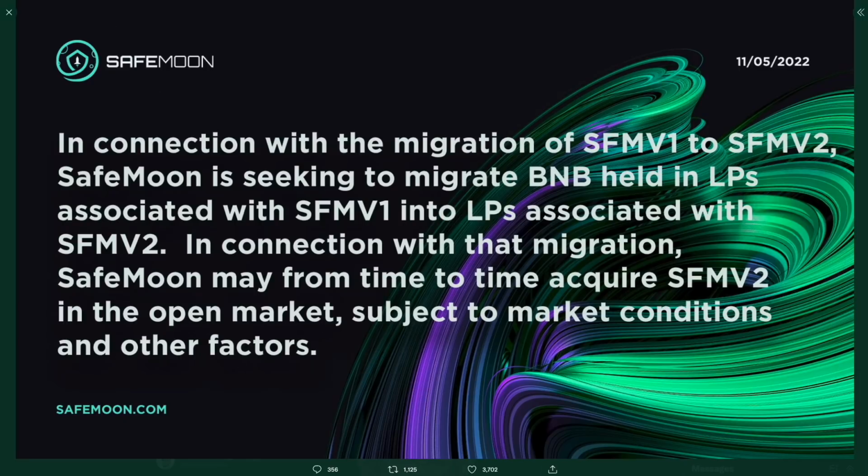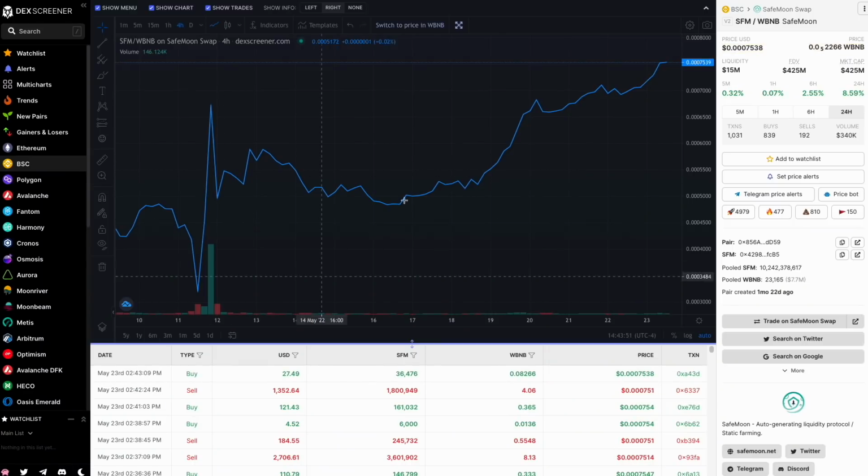So if you guys were paying attention to Dex Screener a few days back on May 11th, you could have seen all these buys coming in, driving the price up because it was an addition from the V1 LP into the V2 LP. And it was all because Safemoon was actually buying Safemoon on the open market and causing the price to rise.